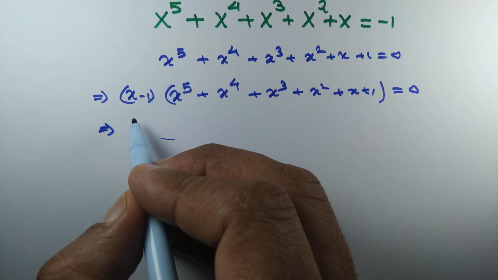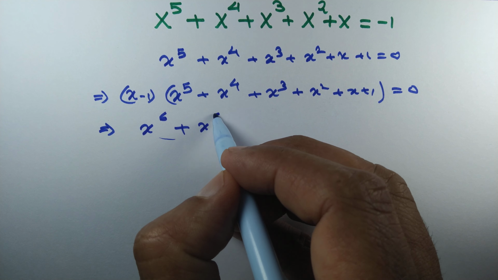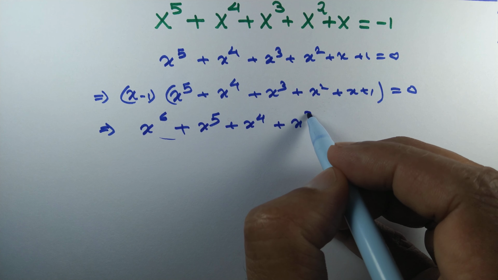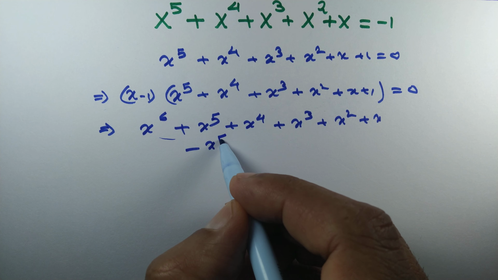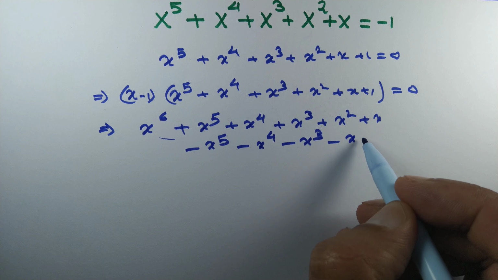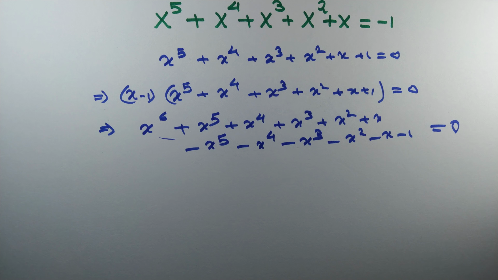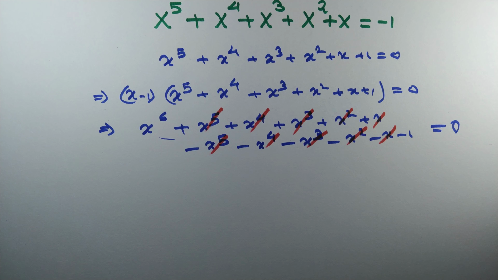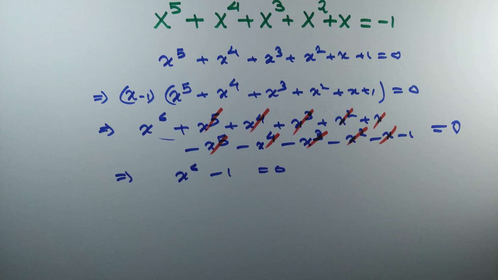Now if we multiply by x minus 1, we'll obtain x to the power 6, x into x to the power 5 is x to the power 6, plus x to the power 5, plus x to the power 4, plus x cube plus x square plus x minus x to the power 5 minus x to the power 4 minus x cube minus x square minus x minus 1 equal to 0. We can cancel x to the power 5, 4, 3, 2, 1. So we are simply left with x to the power 6 minus 1 equal to 0.